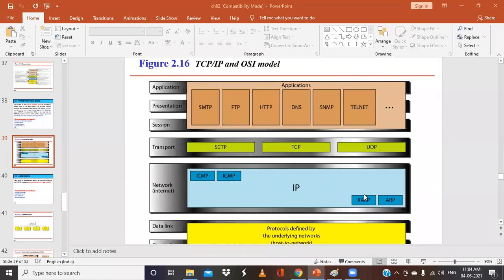We use this ARP and RARP and so on. So this we have discussed. So coming to the next layer, that is the transport layer, we have three protocols here: SCTP, TCP, and UDP.